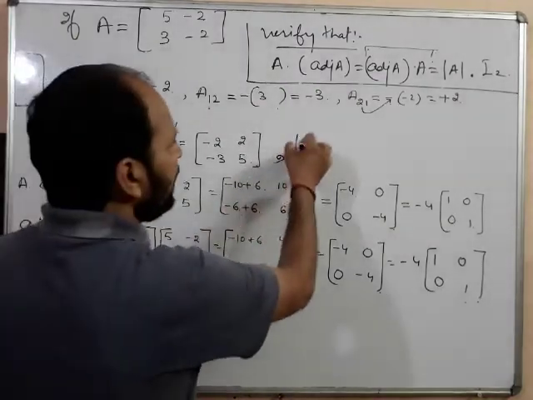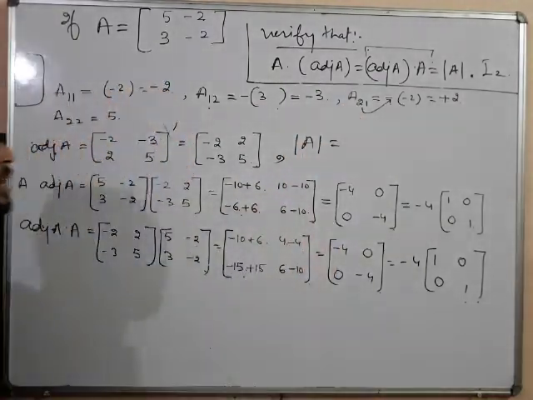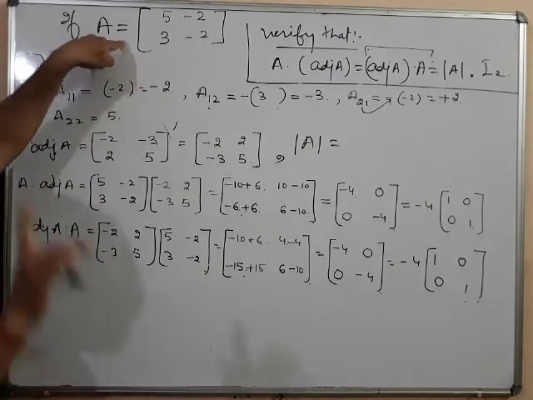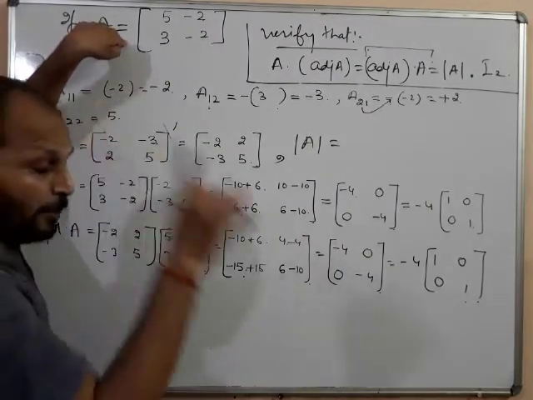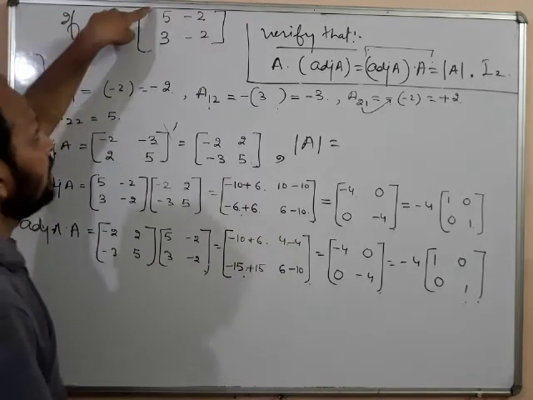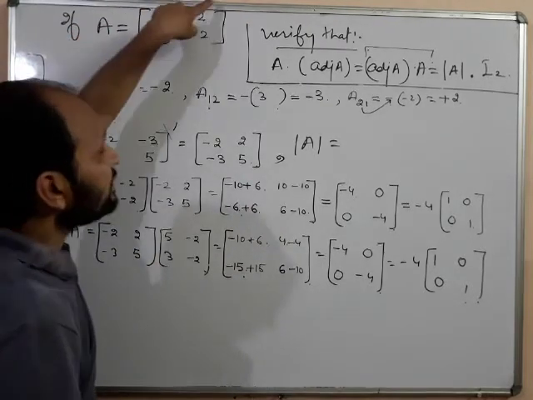Along with this, I am also calculating the determinant of A. A is of 2 by 2 order and its determinant can be solved directly, this minus this.